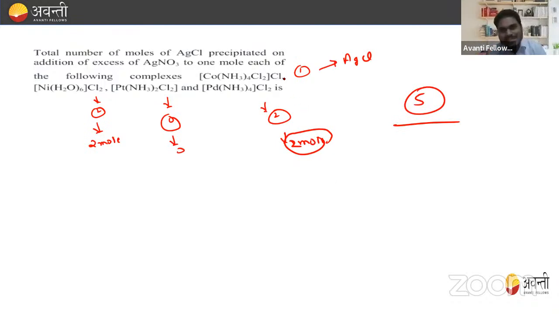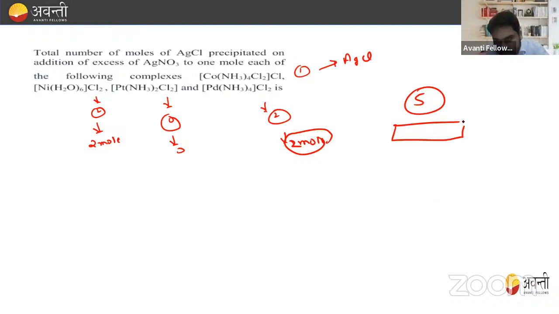Because we know that only the atoms present outside the coordination sphere are ionizable in nature. Coordination complexes are not ionizable in nature. They cannot be broken into further parts upon hydration, or we say in their aqueous solution. So only the atoms found outside the coordination sphere take part in the reaction with AgNO3, right? So this is correct.